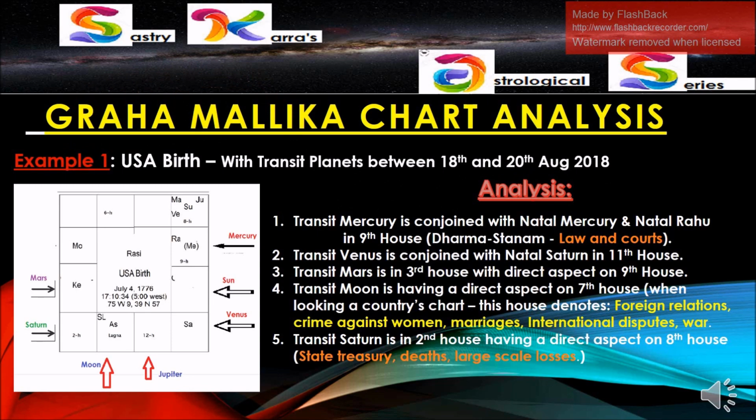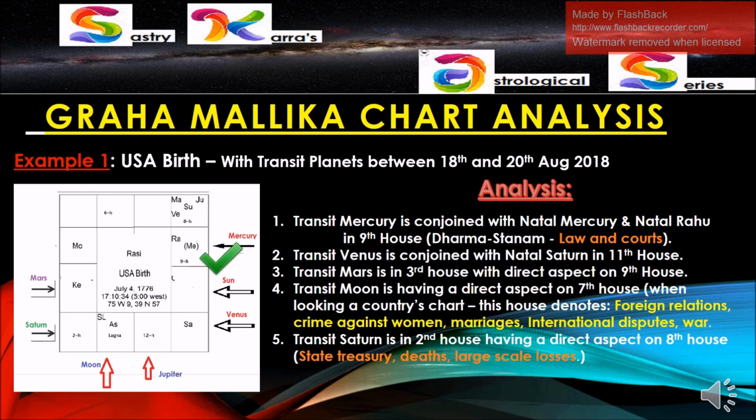Having said that, after analyzing the Vimsottari Dasa on that particular day, 19th August, and what might happen, let's now look at the Graha Mallika, the Saptagraha Mallika planets, the transit planets, and see which transit planet is co-joining with the natal planets in the chart, and what the impact could be individually, what that transit planet can do. First of all, the Graha Mallika starts with Cancer.